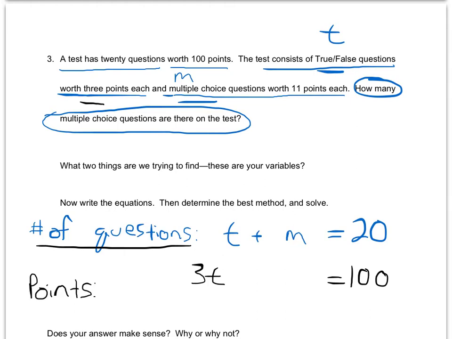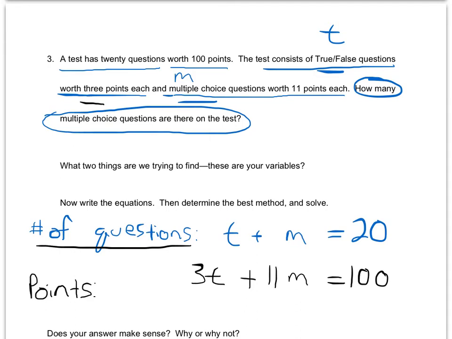Okay, so we're obviously going to add the number of points that we get from true or false questions and multiple choice questions. Just like on our test, you add the number of points from your short answer with your points from the multiple choice. So we're obviously going to add our points up. And the other variable that we said was multiple choice. And how many points was each multiple choice question worth? And the answer is each multiple choice was worth 11 points.